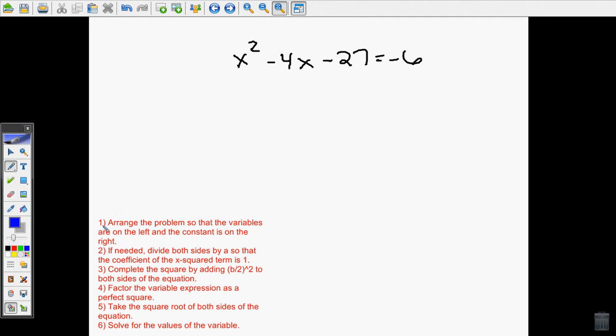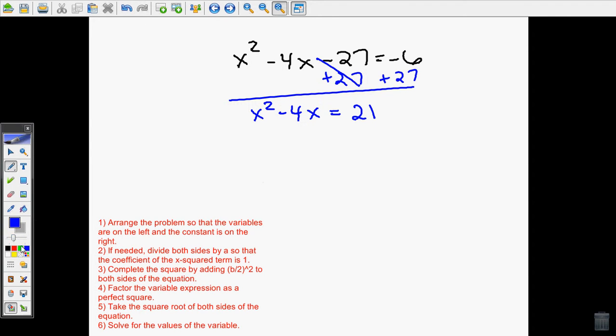But the first step is we're going to arrange the problem so that the variables are on the left and the constant is on the right. So what that means is I'm going to have to start by adding 27 to both sides. When I do that, this gives me x squared minus 4x, and this all cancels out, is equal to negative 6 plus 27, which is 21.